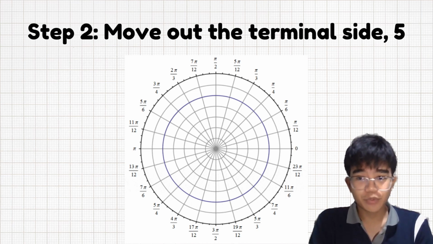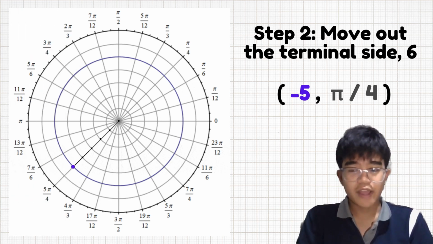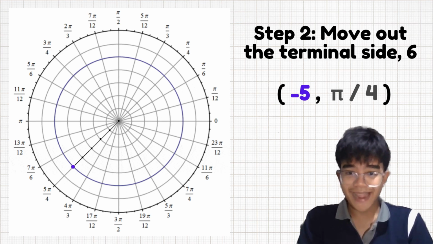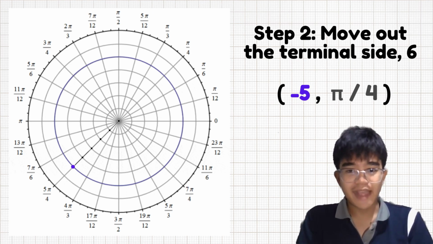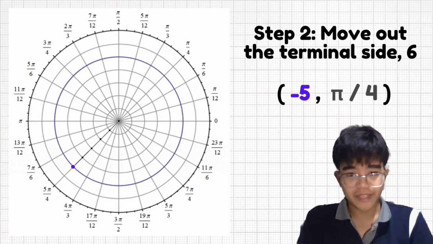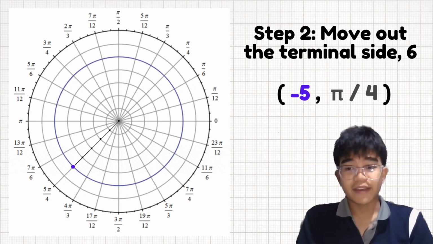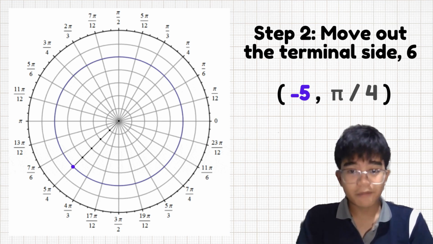Then, in step 2, move out the terminal side 5. So, as we can see in our figure, instead of moving forward toward the angle, we move backward along the line. Think of the angle as the direction you are facing. If r is positive, walk forward. And if r is negative, walk backward.